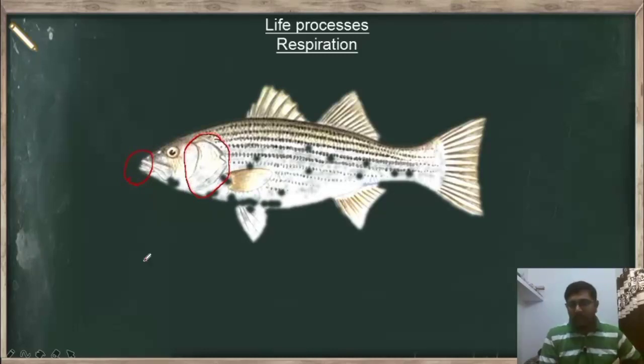What we can observe is that both remain the same. That means if it opens the mouth 10 times, it will open the gills also 10 times. Then what is the reason? The reason behind this is that fishes cannot take in oxygen directly from the atmosphere. Fishes, that means other aquatic animals, use the oxygen present in water in dissolved form. For that reason they have gills.